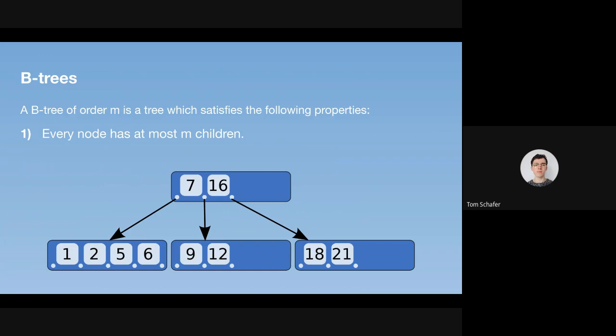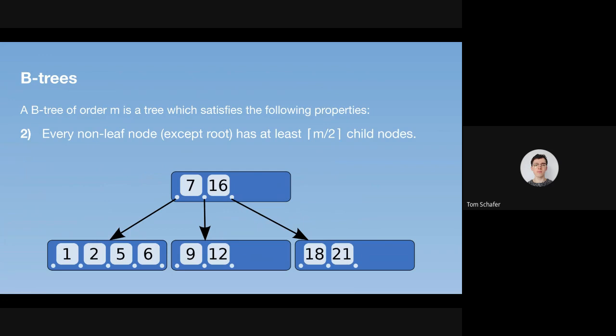A B tree of order m is a tree satisfying the following properties, where m is an integer. Every node has at most m children. So in this example, m is 5. If you could imagine this extending down, you couldn't have more than 5 children here, which is obviously different to a binary search tree, which can only have 2 children at most.